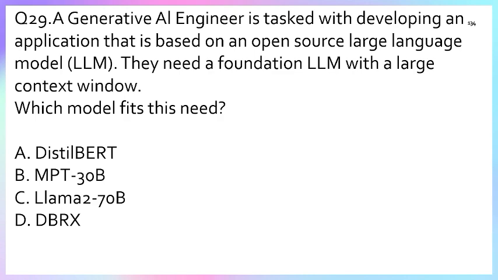Now we have Llama 2 70B, developed by Meta. Llama 2 is a family of open-source models, and the largest version, Llama 2 70B, has a standard context of 4K tokens. While this is a significant model, its context window is not the largest among all the options. So option C has a 4K token context.